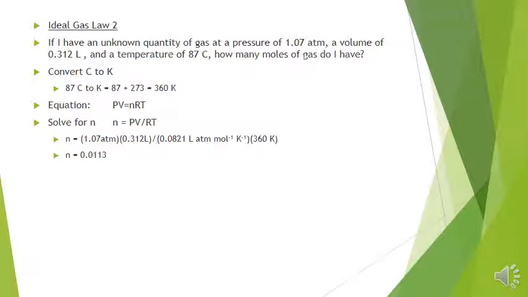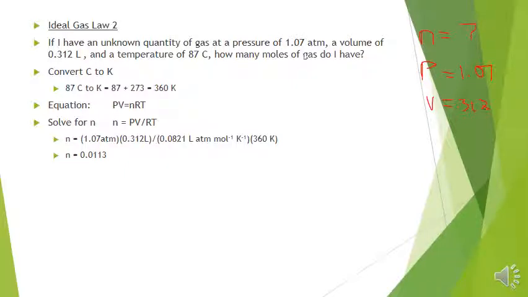Okay, here's the next one. If I have an unknown quantity of gas, that means I'm going to find quantity. So I have to find n, and the answer is going to be in moles. Pressure is equal to 1.07, in the right units, atmospheres. Volume is 0.312 liters. It's the right units.